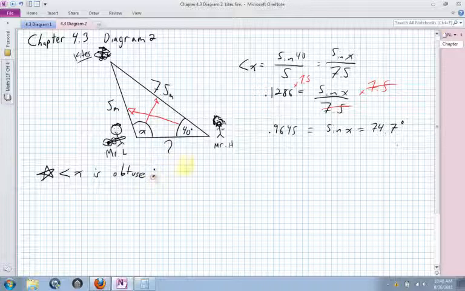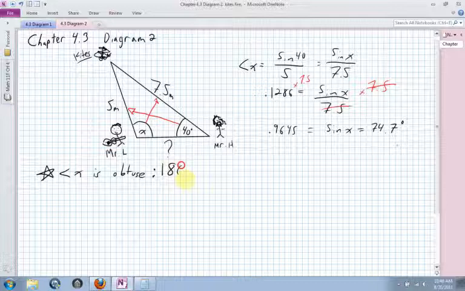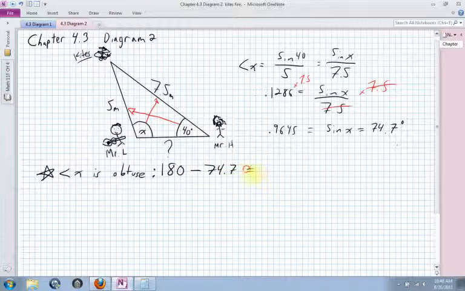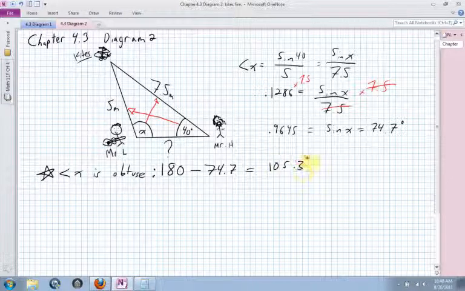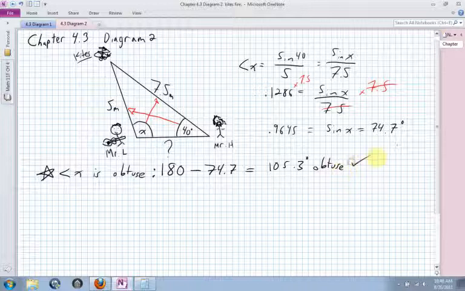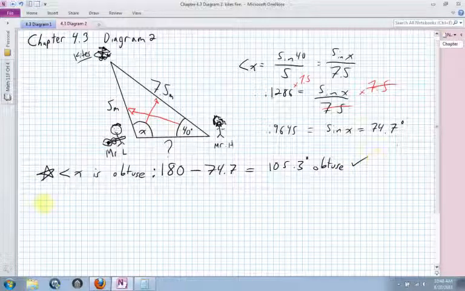So angle x is obtuse, which means that I have to have 180 minus 74.7, which is going to be equal to 105.3 degrees. Okay? So now I know that this is obtuse. That's what I want. Now that I have the obtuse angle, I can find the top angle.